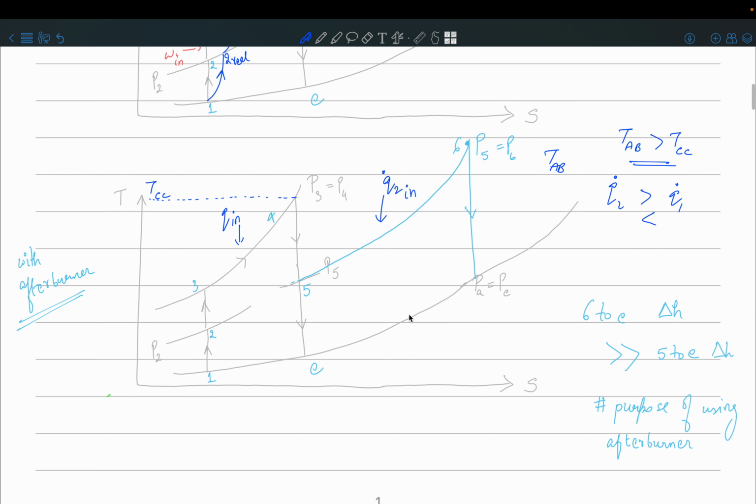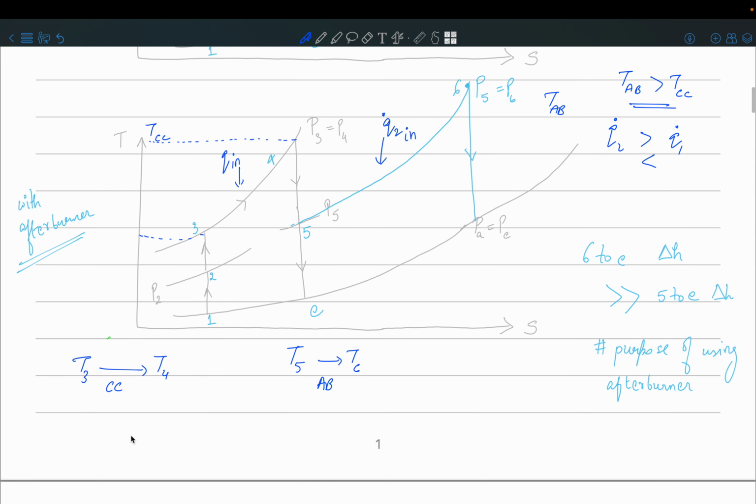So will you have to add a lot of heat? See, initially you were bringing the fluid from a temperature of T3 to T4, right? So my question is, how much fuel do you need to add to get it from T3 to T4 compared to getting the fluid from T5 to T6 using the afterburner? Where will you need more fuel?